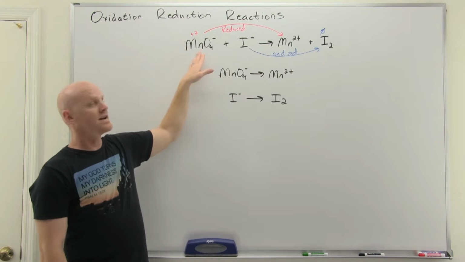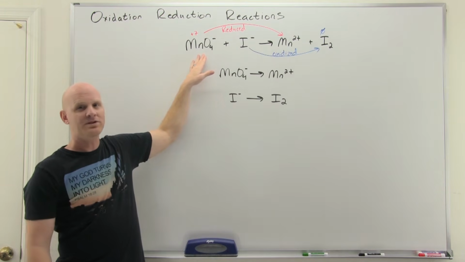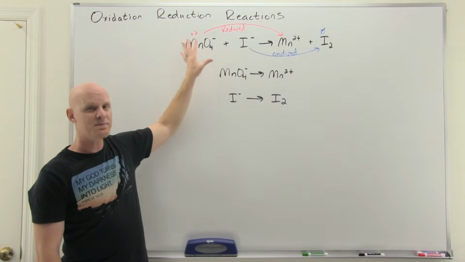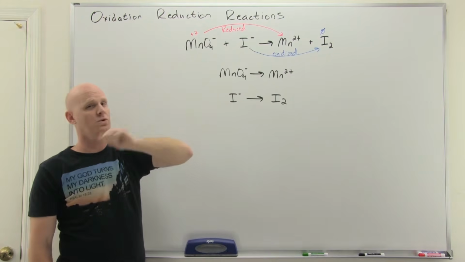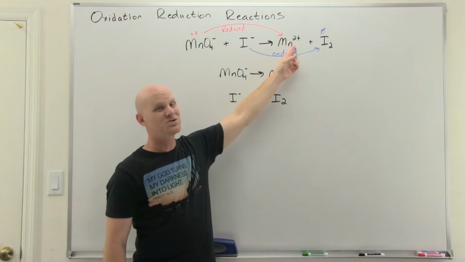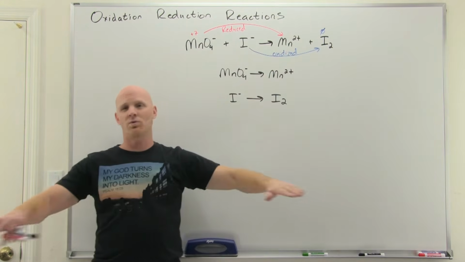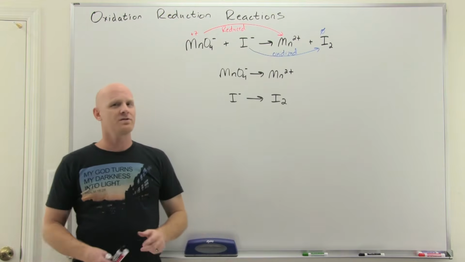Again, if you wanted to say that either manganese is the element or MnO4- is the entire species that's getting reduced, that's totally good. But if you said that Mn2+ is getting reduced, that'd be totally wrong. It's never the product. It's always the reactant.